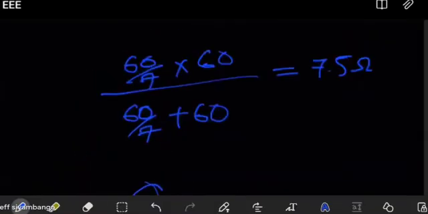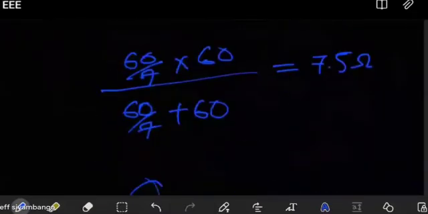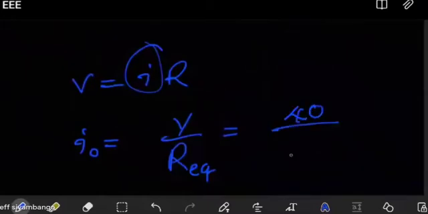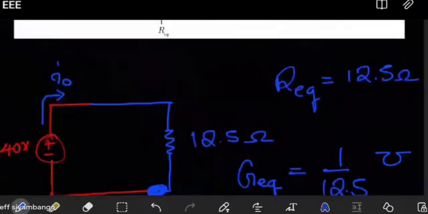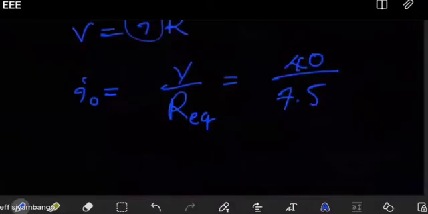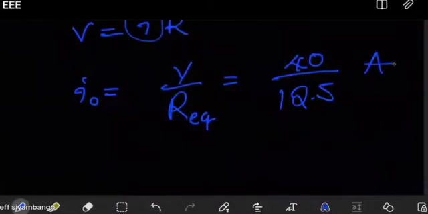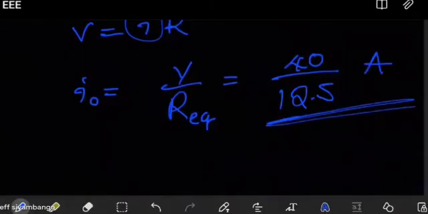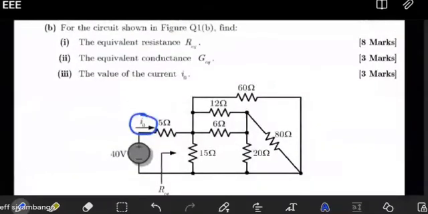So the supplied voltage is 40 divided by the equivalent resistance, 7.5. It was 7.5, was it? No, 12.5. Why am I writing 7.5? 12.5. So this becomes our way of finding I/O. Again, another straightforward calculation. These were 3 marks, guys. I hope you were able to get them. That's 14 marks.